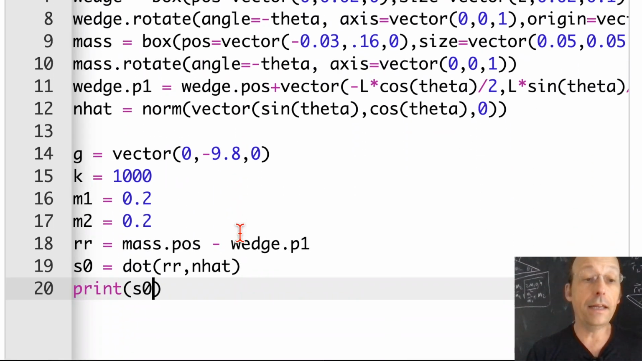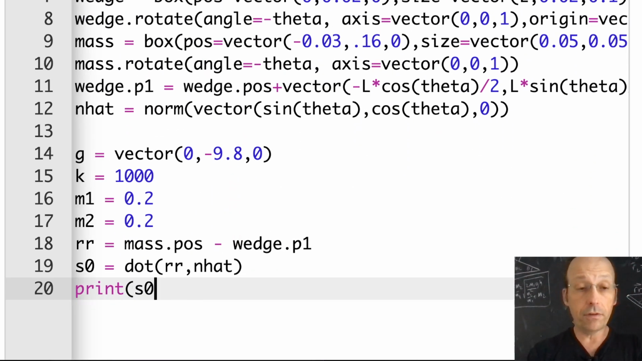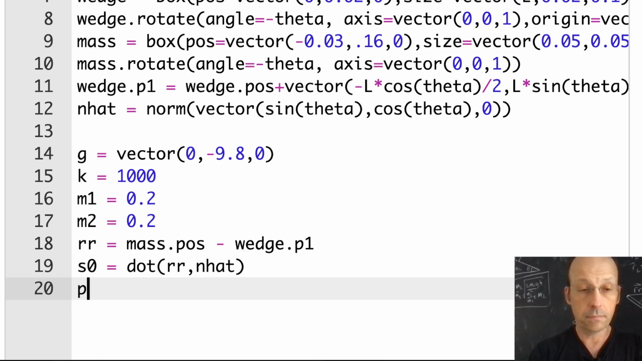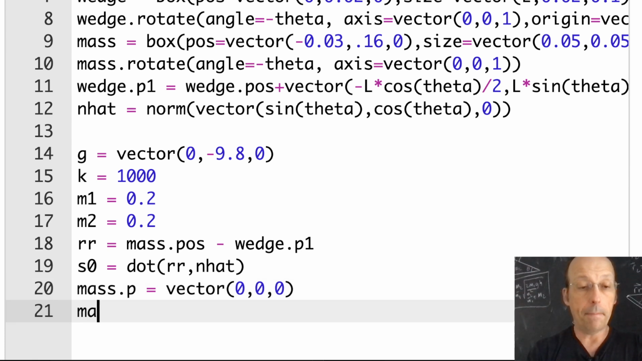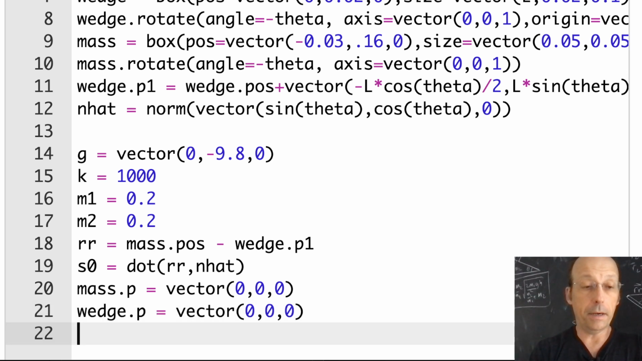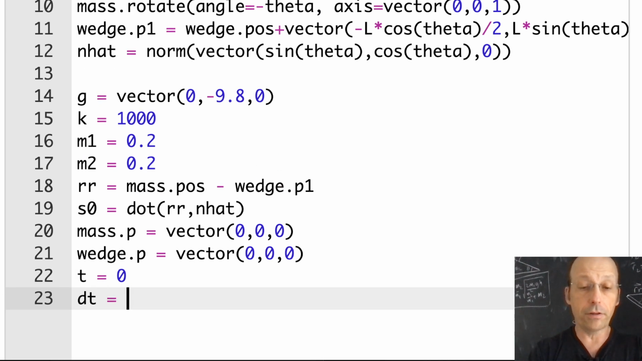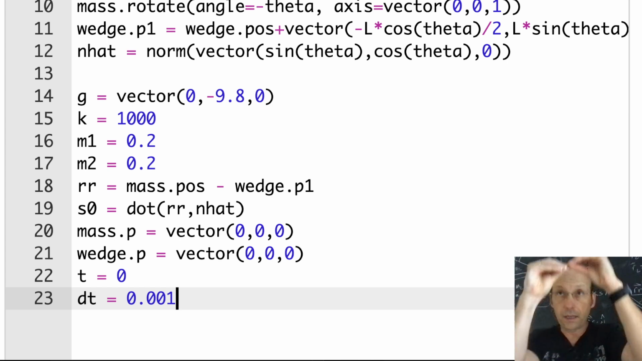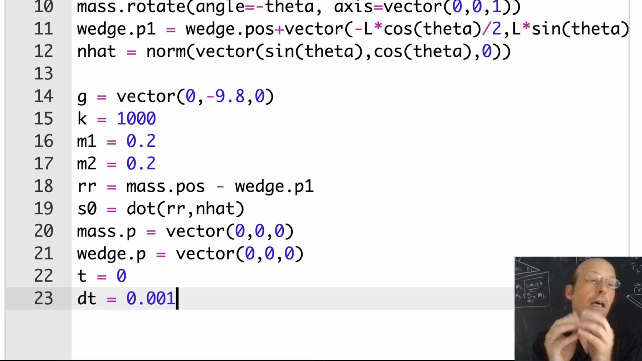What else do I need? I need to assign the initial momentums of the two objects. So mass.p, the momentum is going to be 0. Wedge.p, vector 0, 0, 0. I need my time. I need my time step. And you do want this to be smaller than normal because when we're dealing with things going in and below that thing, we want to be able to calculate that very quickly. Yeah. Let's see. I think that's it.